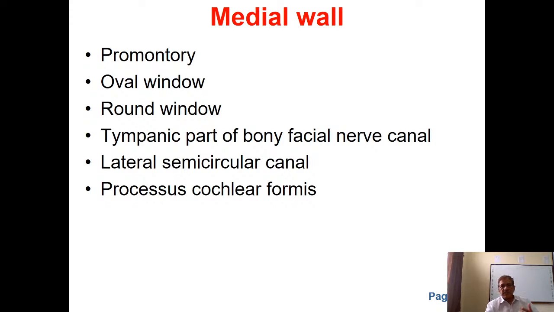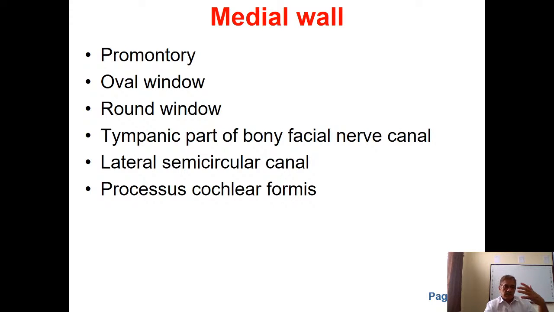just behind, in the location posteriorly, there are two openings. One opening is the oval window, the other one is the round window. And just above the oval window, there is the bony canal, which lodges the facial nerve, the tympanic part of the facial nerve. And just above that, posteriorly itself, there is a lateral semicircular canal.